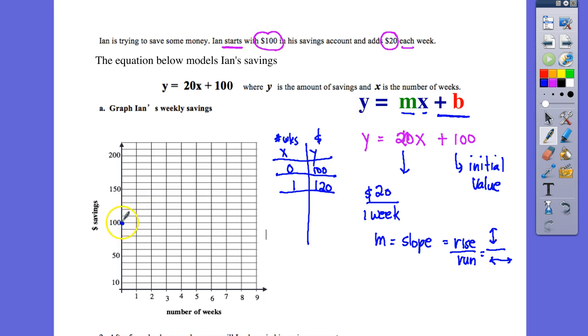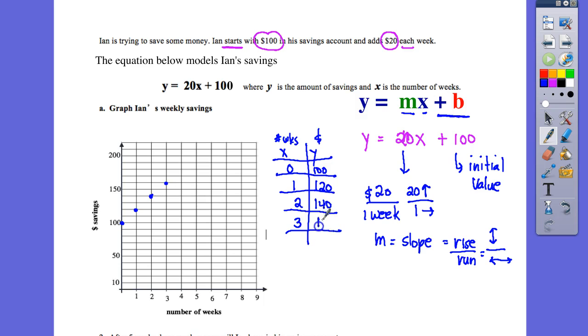So Ian will gain $20. You can see one box here is $10, so we have to go up 2 boxes and then 1 to the right. So we did up 20 and then 1 to the right, 20 up because he's making $20 per 1 week. After 2 weeks, he's going to have $140 because we add 20 again. So we go up 20 over 1 week. And after 3 weeks, we add 20 again, up 20 over 1.